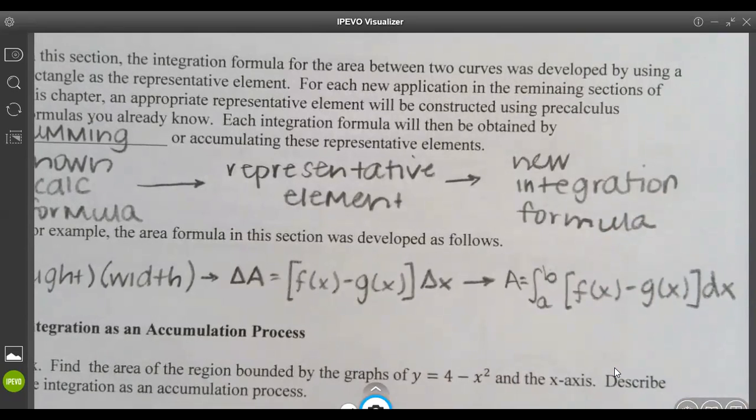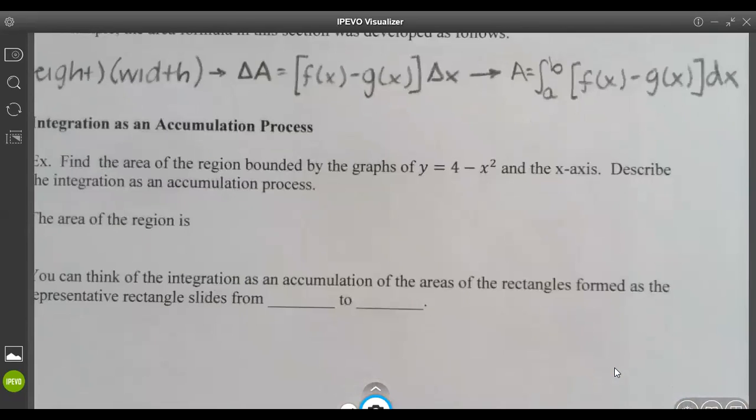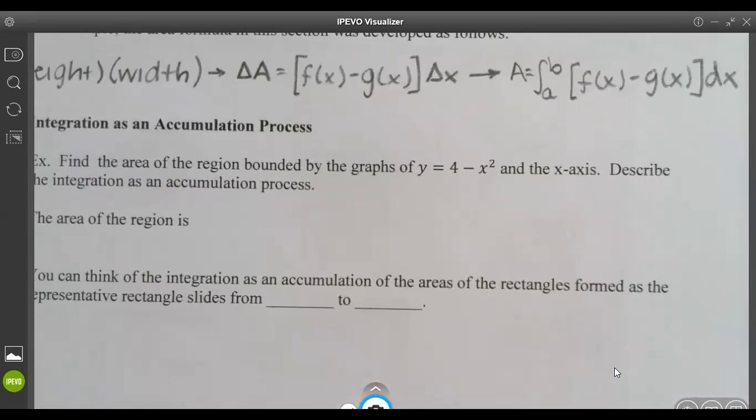So this next example is not like a work-it-out example; it is to show you how it works. You can figure out the work-it-out process yourself. It's really simple. Okay. So I'll explain what I'm talking about in just a minute. Find the area of the region bounded by the graphs of y equals 4 minus x squared and the x-axis and describe the integration as an accumulation process.